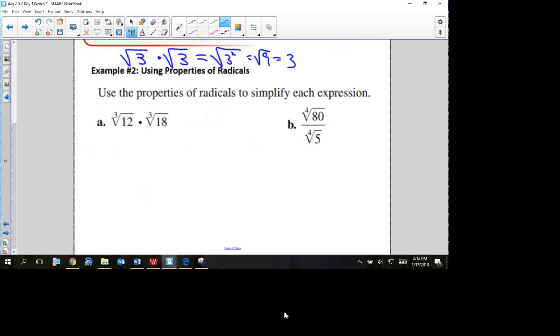So here's where we might use some of those properties. Question A, we've got the cube root of 12 times the cube root of 18. See if they're the same root? So I'm going to take that root and do 12 times 18 underneath that same root. Can you multiply 12 times 18? Who did it already? Thank you, David.